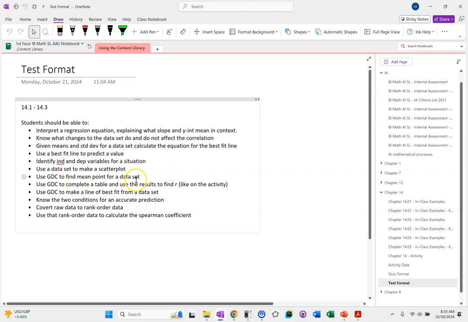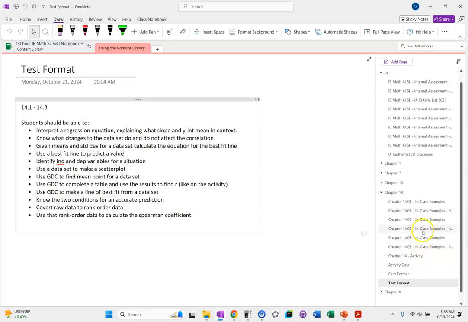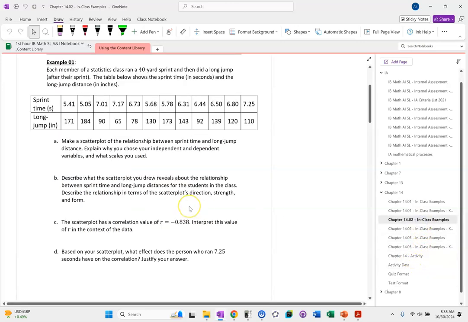Complete a table and use the results to find R, kind of like we did in the activity. Use the calculator to make a line of best fit from a data set. That means just doing the LinReg. Convert raw data into rank order data, and then use that rank order data to do a Spearman coefficient. You guys want to do that again? Yeah, I was about to ask. That can be kind of tricky.